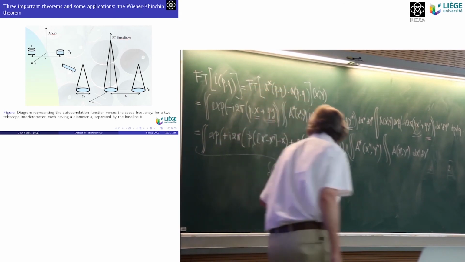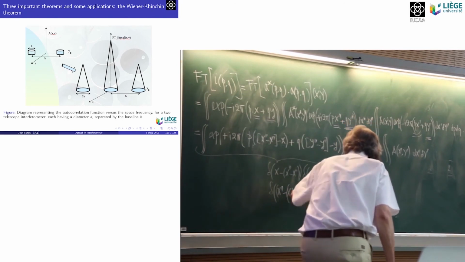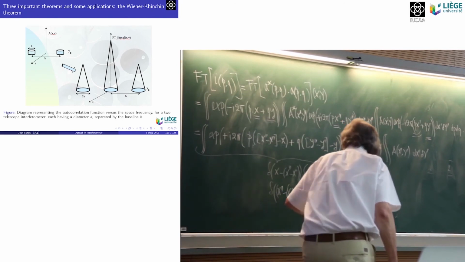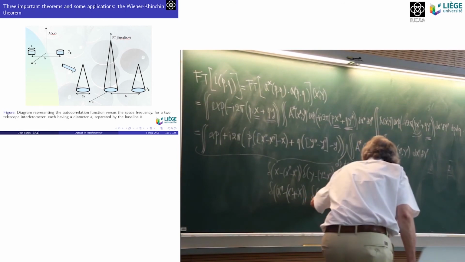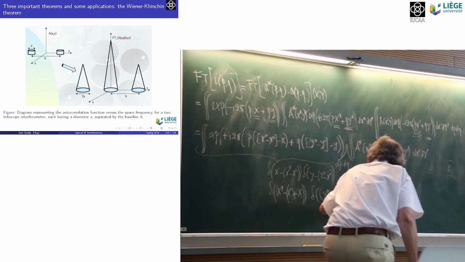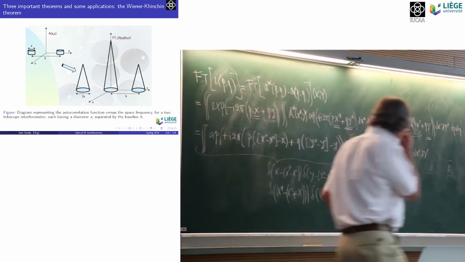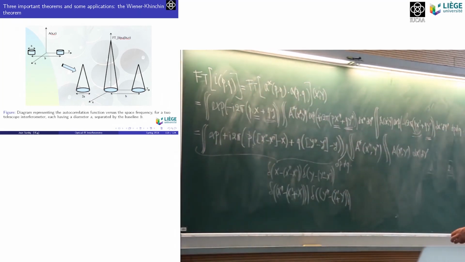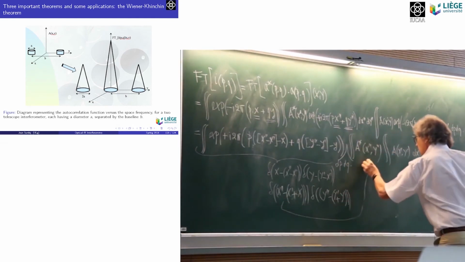And now here, the same delta of y prime minus parenthesis y prime plus y. I close 1, 2, 3. And here 1, 2, 3. Like this is correct, yes? Okay, now of course I have to insert this into that.